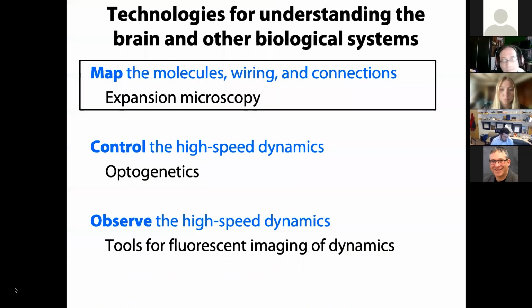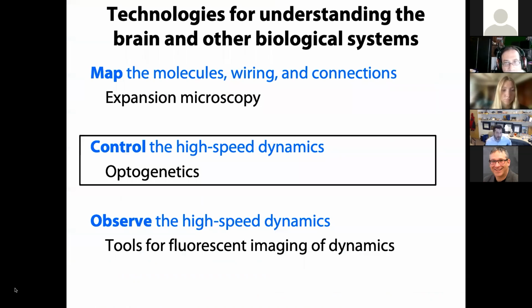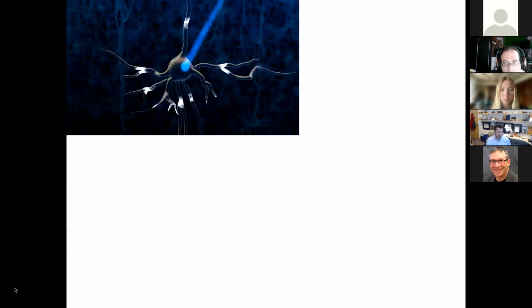Now, the obvious limitation of expansion, of course, is that it doesn't work on living things. And so that's a nice segue into the second short story I want to tell you about, which is optogenetics. So optogenetics is a technology that allows you to control the brain with light.